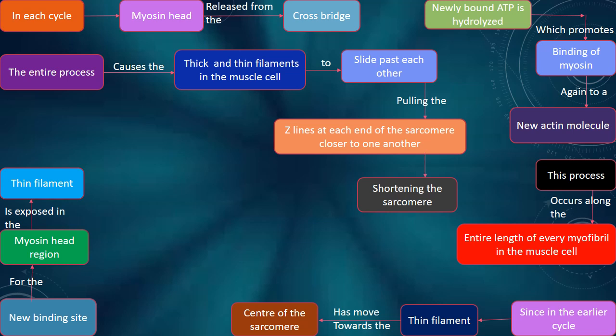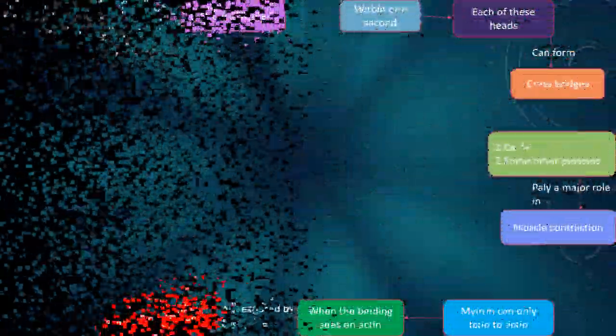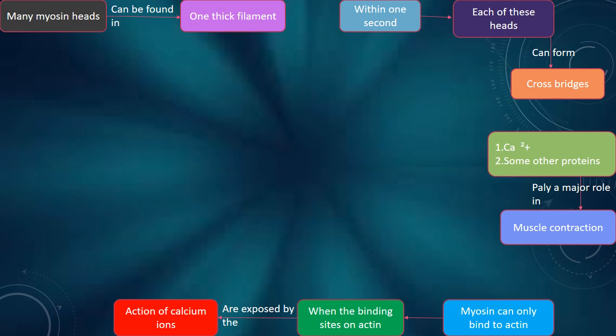The entire process causes the thick and thin filaments in the muscle cell to slide past each other, pulling the Z line at each end of the sarcomere close to one another, shortening the sarcomere. Many myosin heads can be found in one thick filament. Within 1 second, each of these heads can form cross bridges.